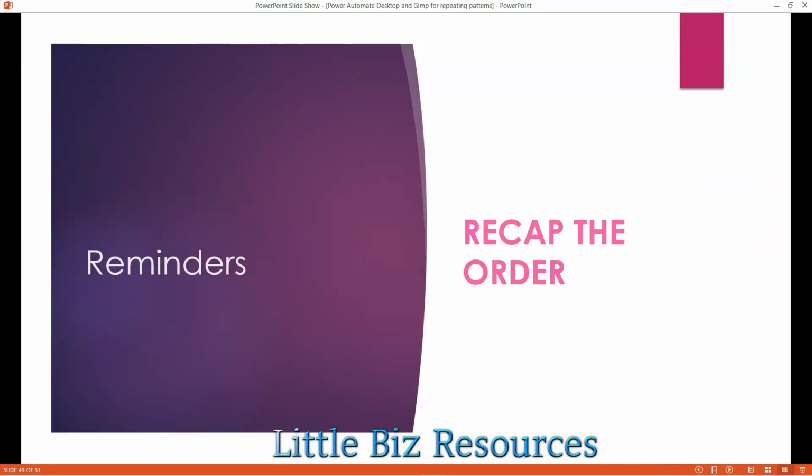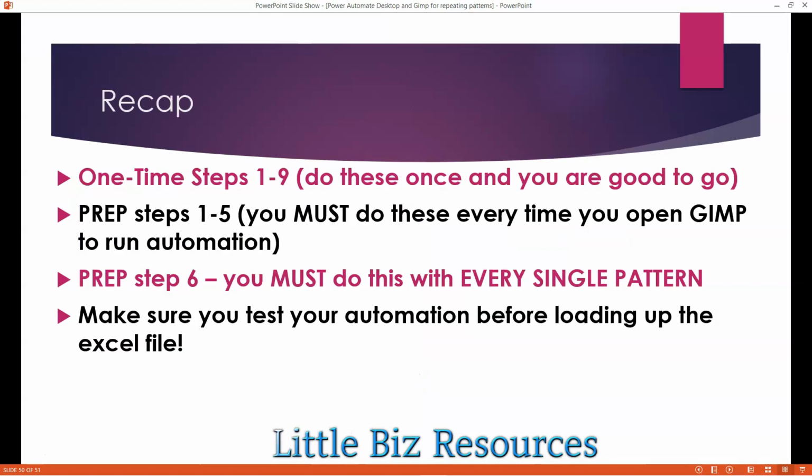All right. So let's recap the order, right? One-time steps are 1 through 9. You do these once and you're good to go. So you have one-time steps 1 through 9. Then you have prep steps of 1 through 5 that you must do every time you open GIMP to run automation. Then you have prep step 6. So 1 through 5 is you do once when you run GIMP, every time you run GIMP. And prep 6 you must do every time you have a new pattern.